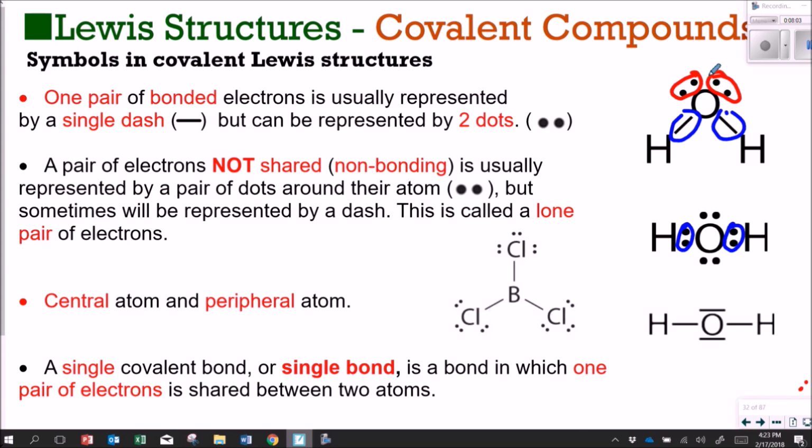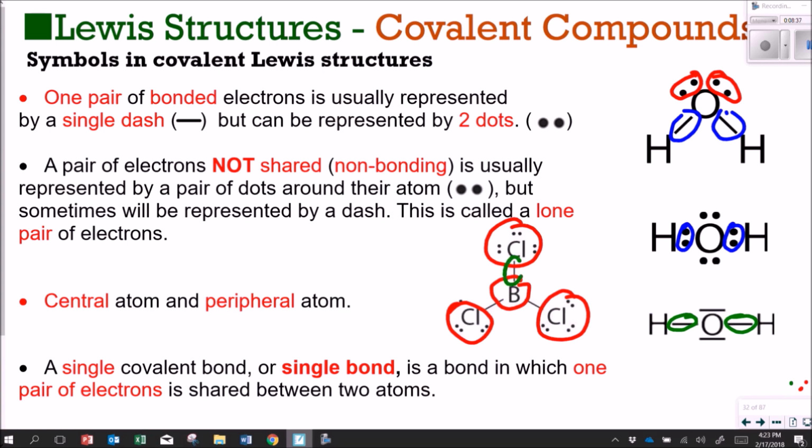The central atom is the atom in the center, and a peripheral atom is an atom around the central atom. A single covalent bond or a single bond is a bond in which a pair of electrons is shared between 2 atoms. And we can see some single bonds here between the oxygen and hydrogen.